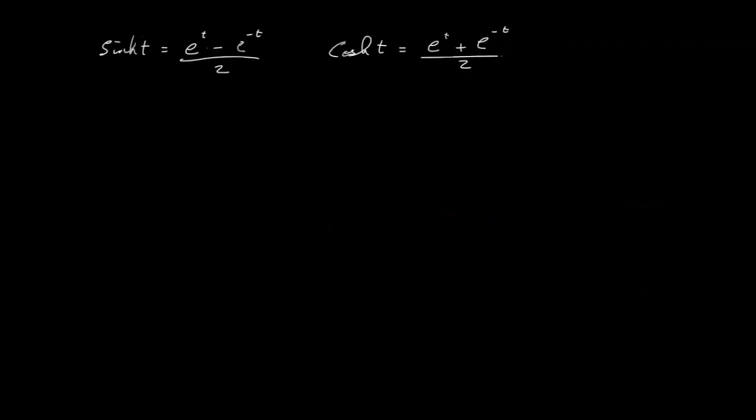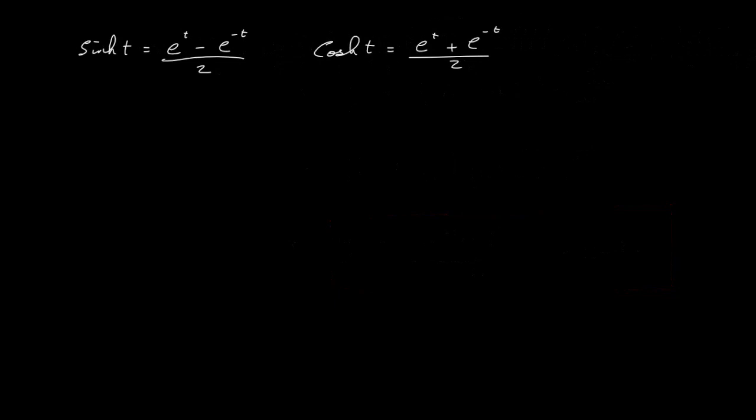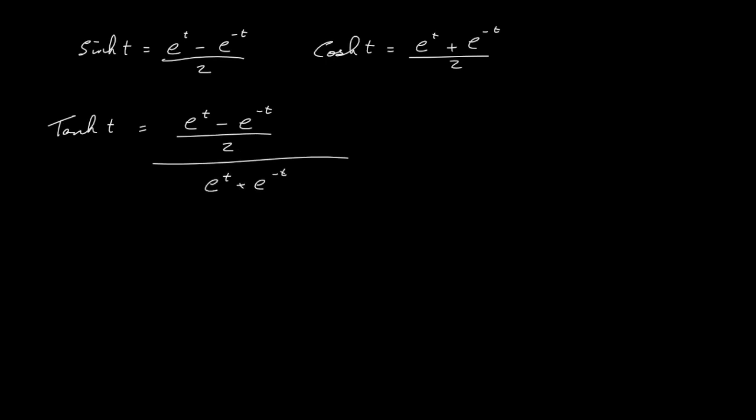The final part of this video I want to have a look at is tan of t. So tan of t is just going to be sine over cosh. So it's really e to the power of t minus e to the power minus t over 2 all over e to the power of t plus e to the power minus t over 2.